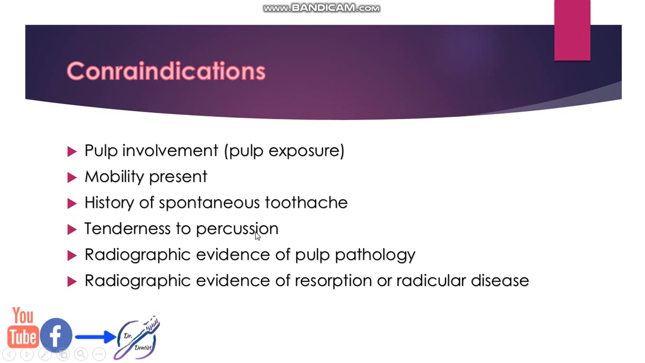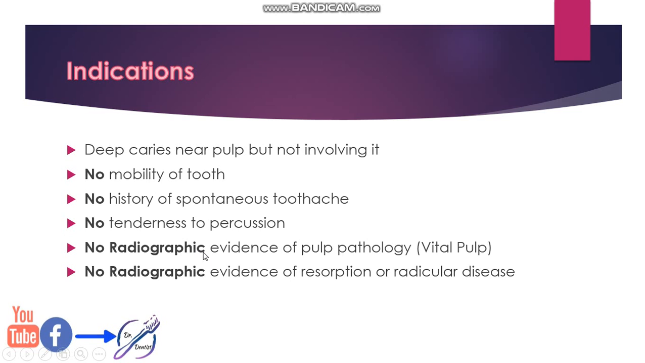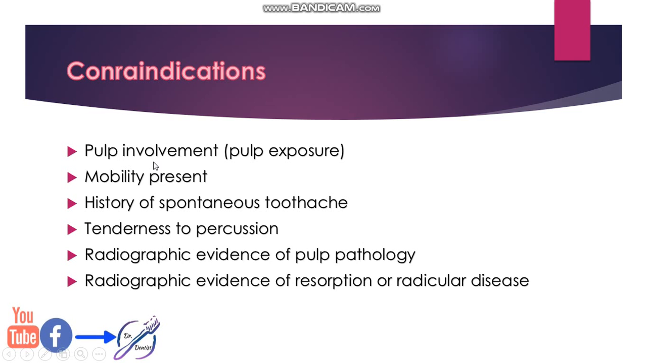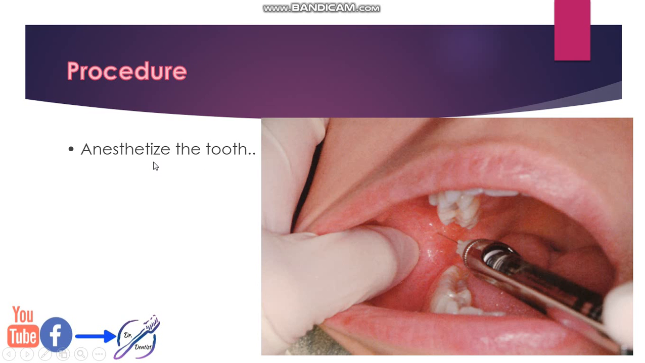Tenderness to percussion, radiographic evidence of pulp pathology. It means if the pulp is not vital or the pulp has been involved, we cannot do indirect pulp capping. And the last one is radiographic evidence of resorption or radicular disease. We cannot do it. See, you focus. These contraindications are opposite of indications. Okay, we come to procedure. How can we do it?